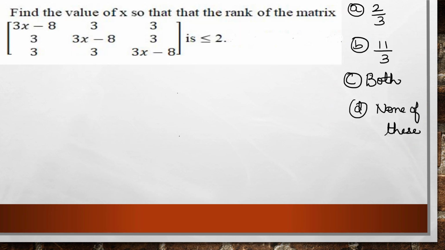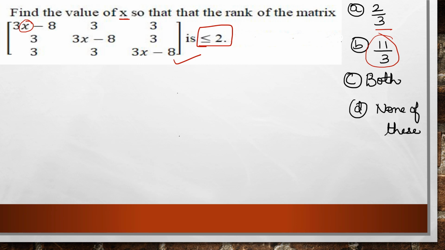Now in this question, first of all, see what they have given. They are asking you the value of x for which you will get rank of this matrix less than or equal to 2. Now the first approach is, if you are not aware of any of the things like the minor method or the important points, then you can just substitute the value 2 by 3 here and check what the rank is. Similarly, after that you can check 11 by 3 and again check whether you are getting rank 2 or less than 2.